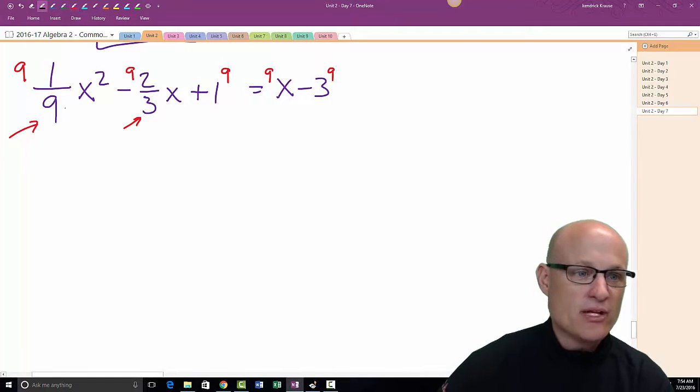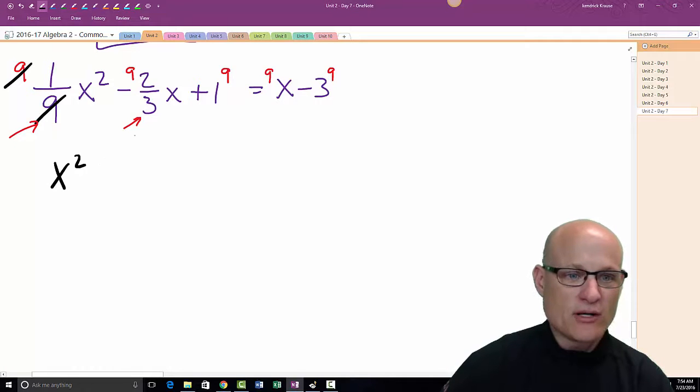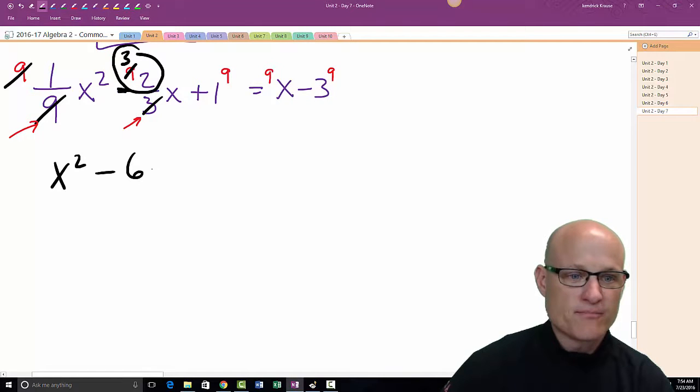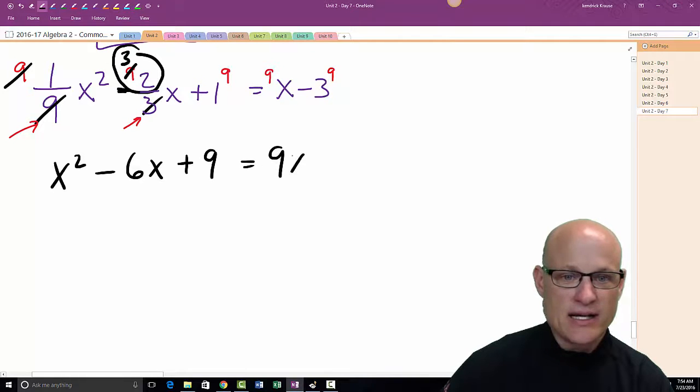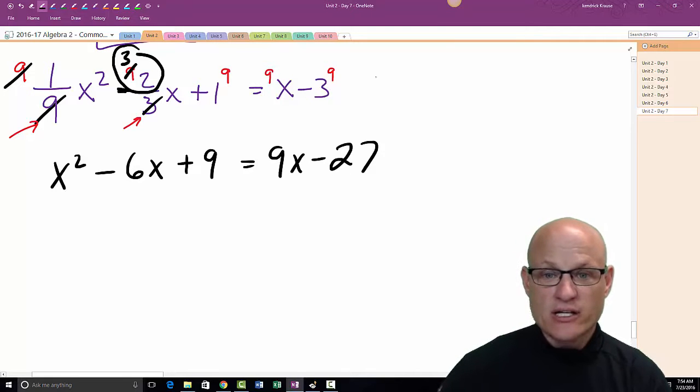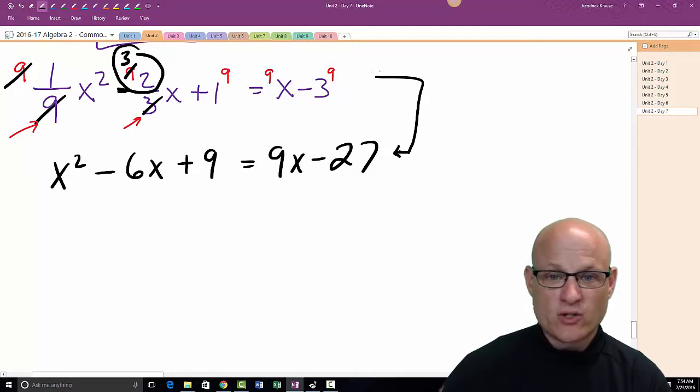So here's what happens. These 9s cancel, so I'm left with x squared. 9 goes into 3, or 3 goes into 9, 3 times. So I end up with minus 6x plus 9 equals 9x minus 27. Notice there's no more fractions. And these are, in fact, equivalent equations.